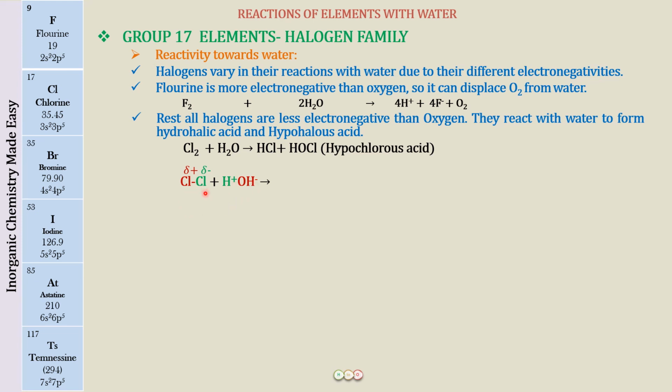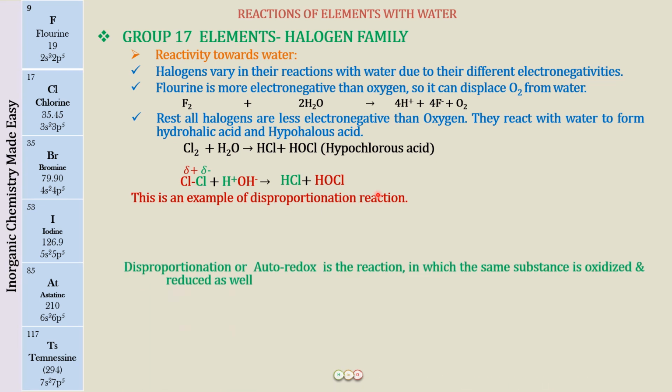So H+ and Cl, which is having a partial negative charge, they can be combining with each other and that will be forming HCl. And when this Cl with a partial positive charge will be combining with OH-, it will be forming HOCl. So as a result, the product being formed is HCl and HOCl. So this is how you can remember this very well. Just break chlorine into one positive and one negative, combine one with H+ and the other chlorine with OH-, and this is how you will be getting the products, HCl and hypochlorous acid, HOCl.